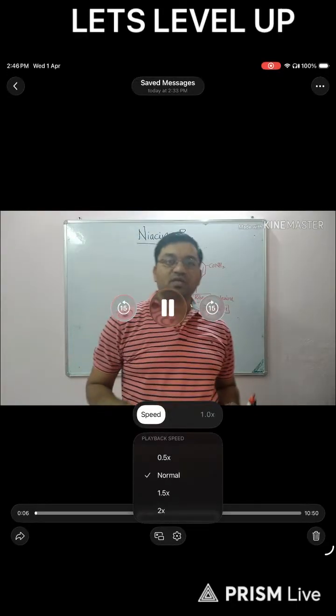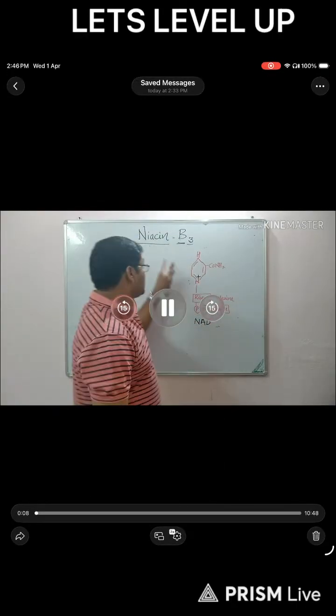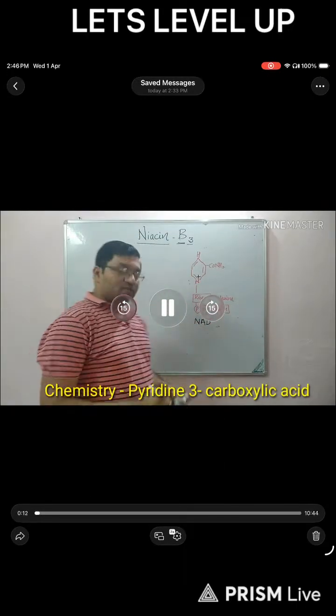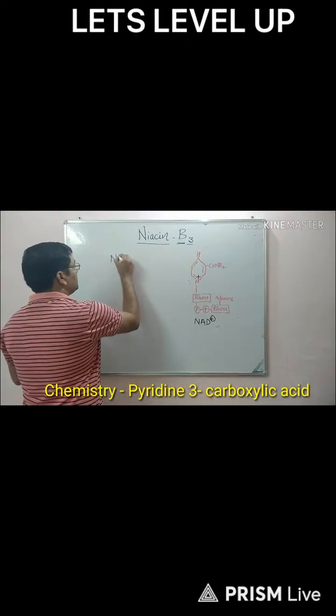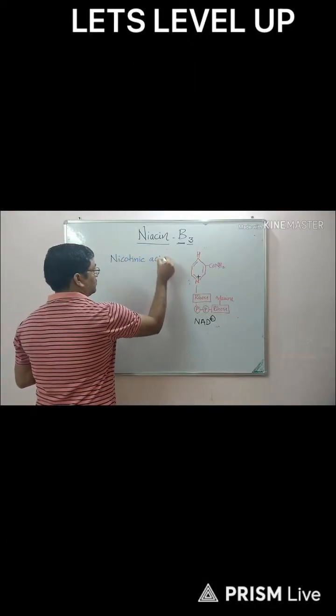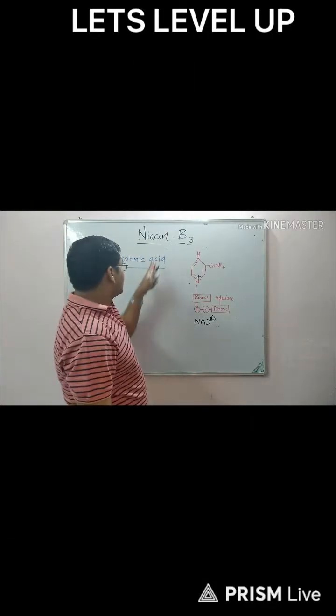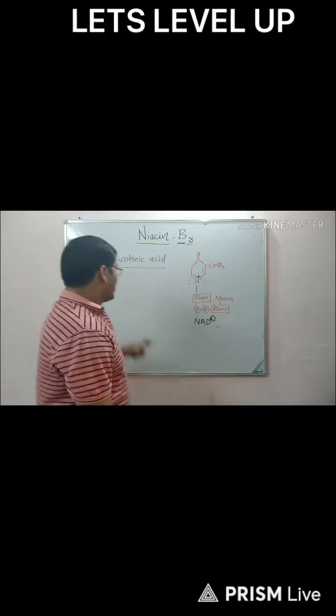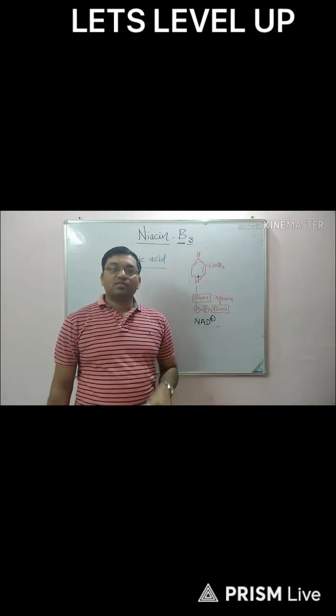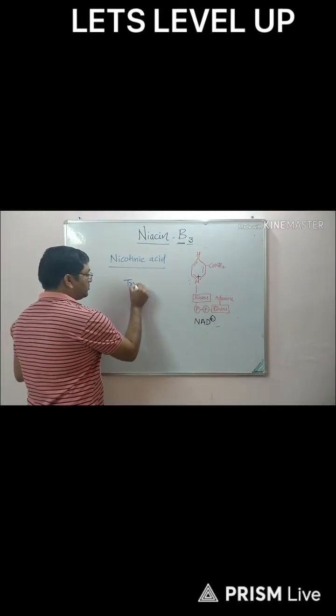Today we will discuss an important vitamin in biochemistry, that is niacin. It is also known as vitamin B3. Niacin is a water-soluble vitamin and also known as nicotinic acid. The amide form of nicotinic acid and niacin is known as nicotinamide or niacinamide. Actually, it is not a true vitamin because there is partial synthesis of niacin in our body from tryptophan.